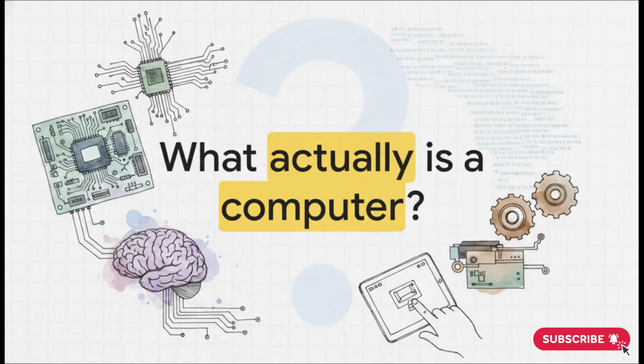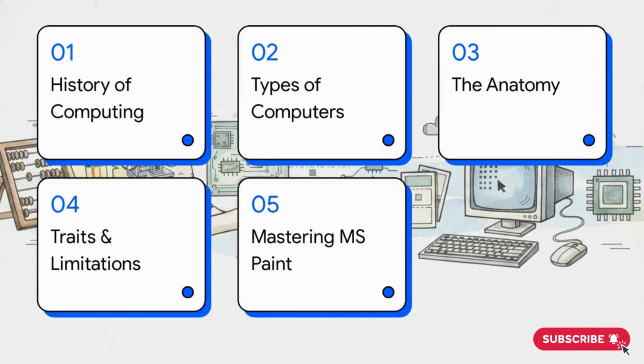Now, before we get into the nuts and bolts, the hardware and the software, let's ask a deceptively simple question. What actually is a computer, beyond that screen you're looking at right now? Because really grasping its core definition completely changes how you interact with it. Here is our syllabus for today's masterclass. We've got the history of computing, types of computers, the anatomy, characteristics, and limitations, and finally, mastering MS Paint.